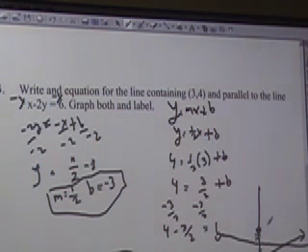Then we go up 1 over 2, and we have a parallel line again to this other one. And it's going to look more or less like that. And we're done.